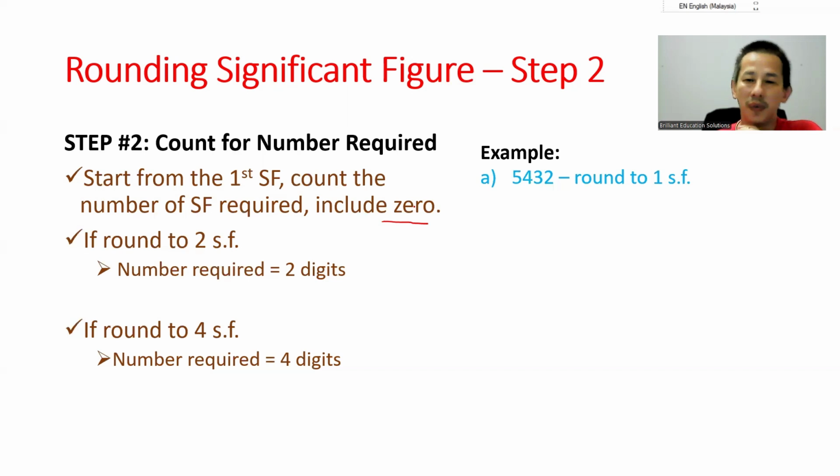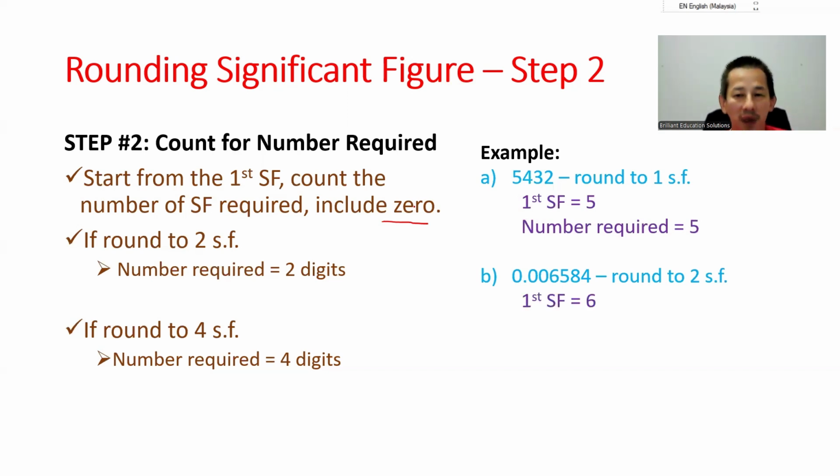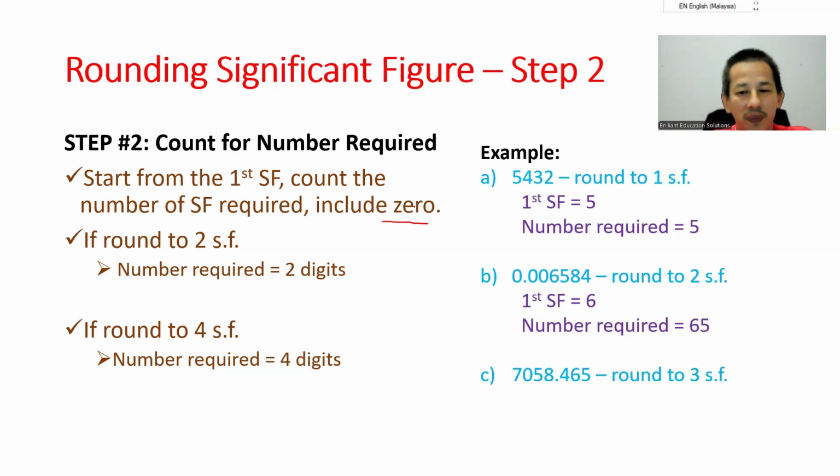Let's try this. 5432, round to 1 significant figure. First you find the first significant figure, which is 5. Since it's 1 significant figure, you only need 1 digit, which is 5. Next, 0.006584, and you round to 2 significant figures. The first significant figure is 6. Then you just count 2 digits. It will be 6, 5.